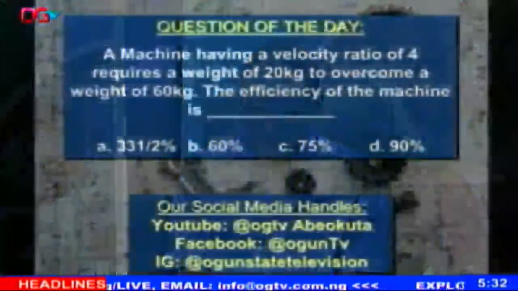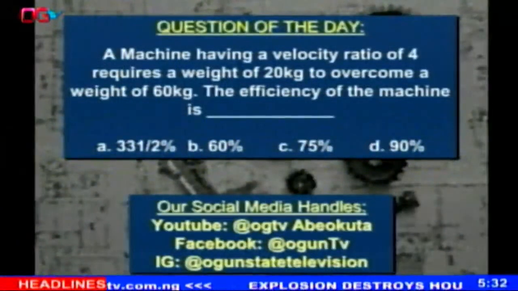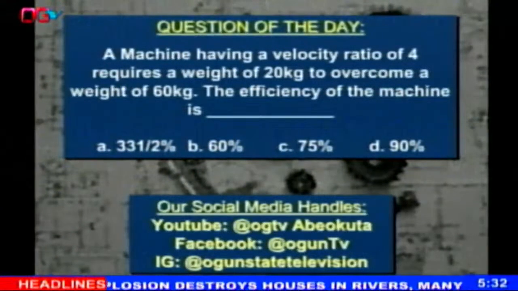There's a prize to win if you can answer our question correctly. The question is: a machine having a velocity ratio of 4 requires a weight of 20 kg to overcome a weight of 60 kg. The efficiency of the machine is what? A, 33.5%, B, 60%, C, 75%, and D, 90%. That's the question right there on your screen.